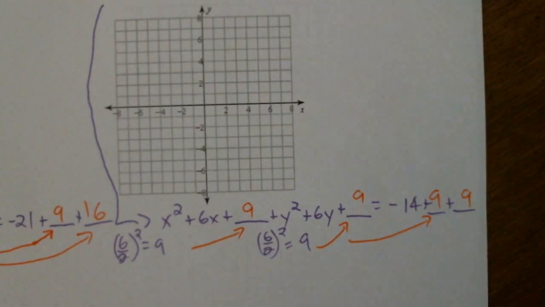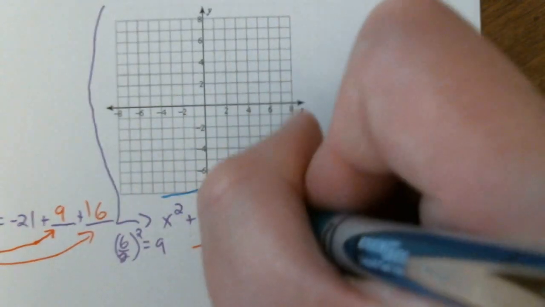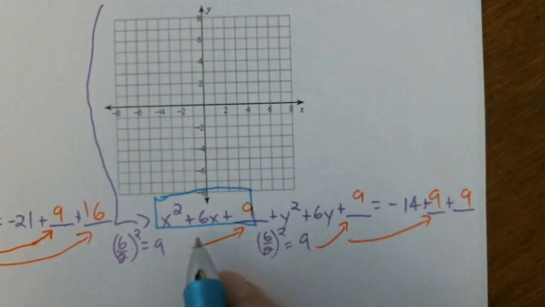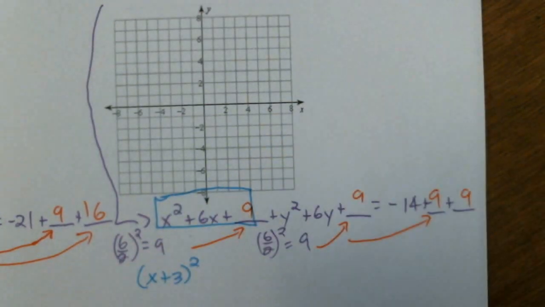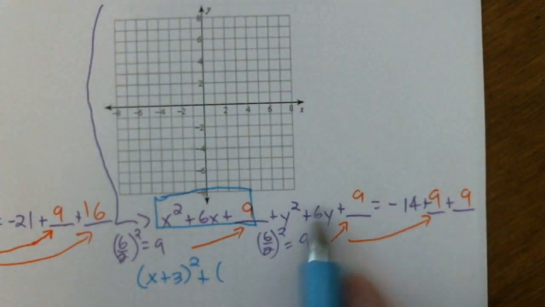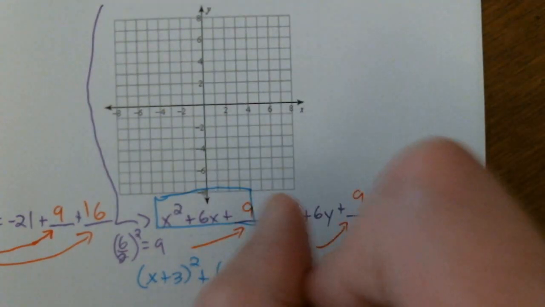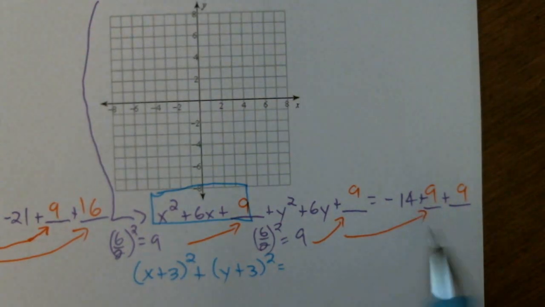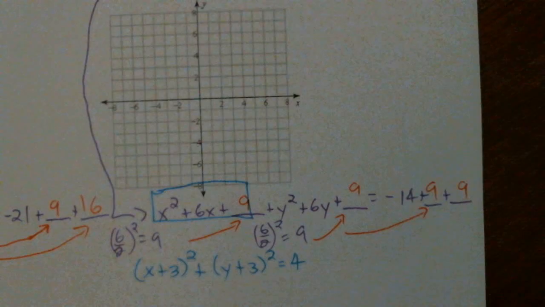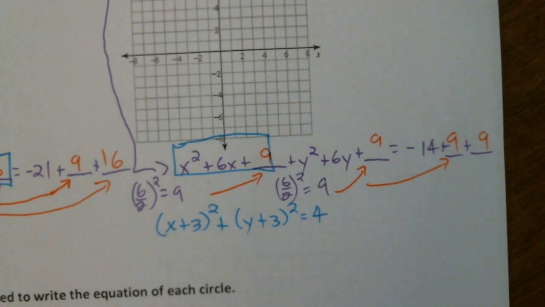Okay, so we're ready to factor our perfect square trinomial. Half of 6 is 3, so that will factor as x plus 3 squared. I've got a plus sign here. Half of 6 is 3, so I have a y plus 3 squared. Combine my like terms, that's 18 minus 14, that's going to be equal to 4. And there we go. There's the equation of my circle.